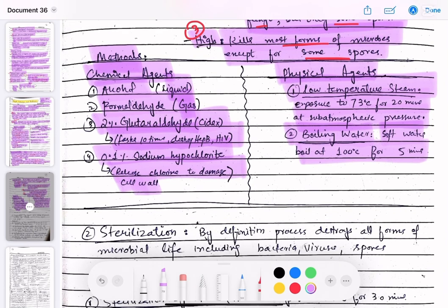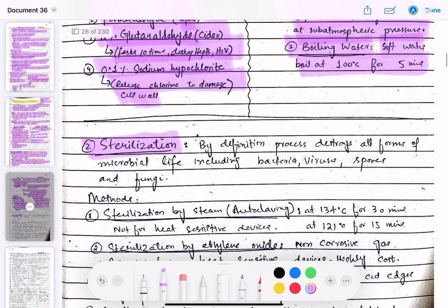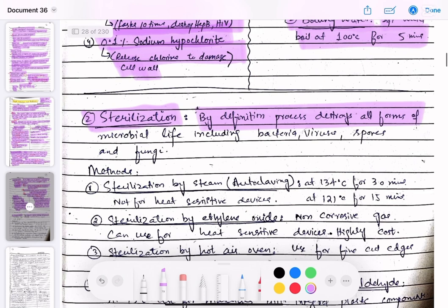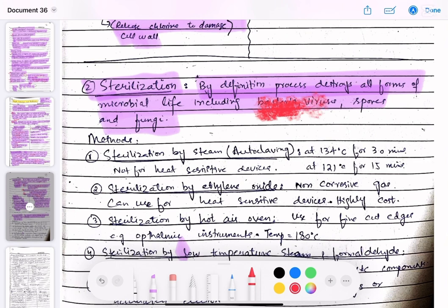Now sterilization. By definition, sterilization is a process which destroys all forms of microbial life, including bacteria, viruses, spores, and fungi. Now the methods of sterilization.